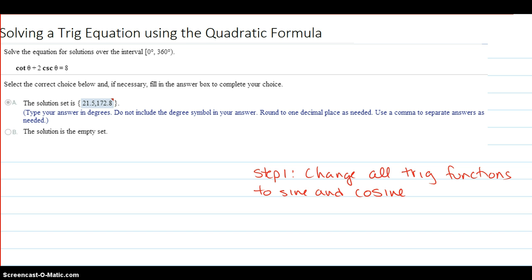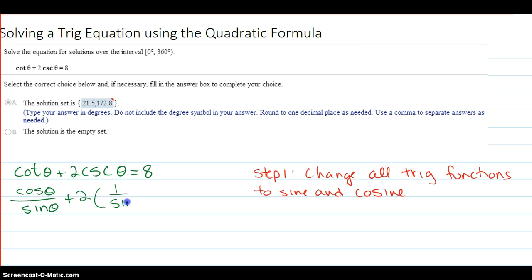So for step 1, I'm going to change all the trig functions to sine and cosine. To do that, I'm going to see cotangent. We know cotangent is cosine of theta over sine of theta. So then we have cotangent of theta plus 2 cosecant, which we know is 1 over sine of theta. And then we still have the equals 8.